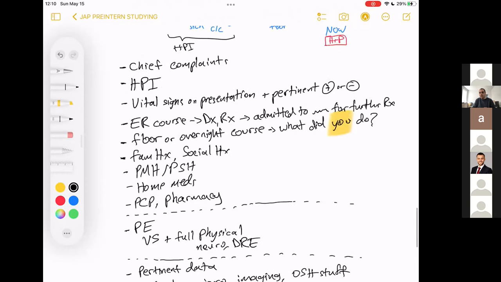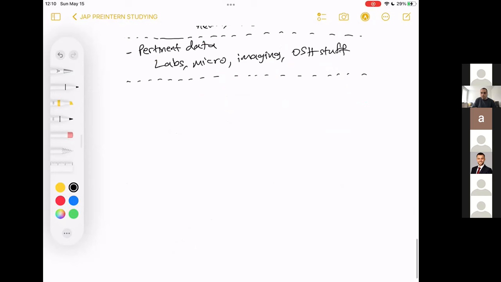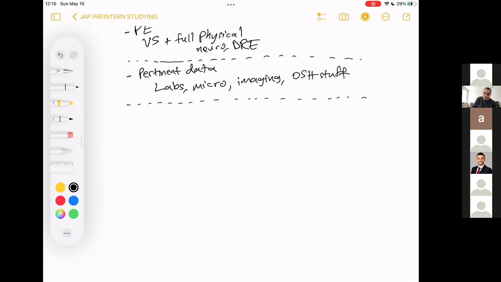No one will read it. You know what's going to happen? People are going to start reading and then they're going to scroll all the way down. They're not going to read anything you wrote, and they're going to go down to your assessment and plan. And this is where the money's at. This is where you will shine. This is where you will show that you have an understanding of what's happening to the patient, and an understanding of what you want to do for the patient.